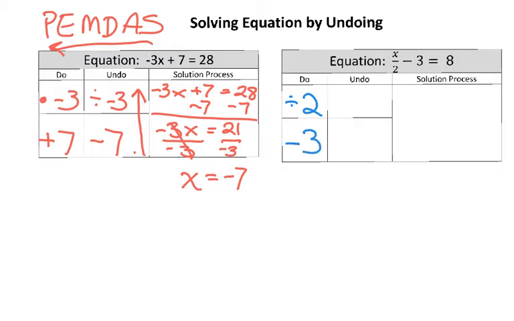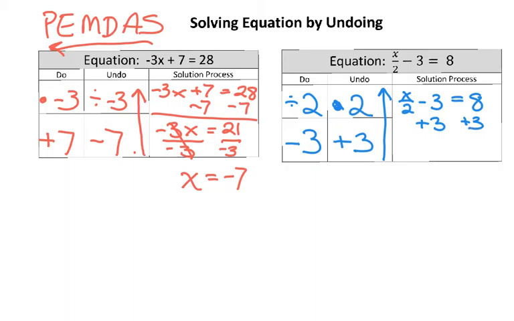3 after that. But to undo, we're going to work backwards, and so we will add 3, and we will multiply by 2. I want to make sure I'm using the dot, not the x, so I don't get confused with the variable. Again, let's see how it works with the actual equation. x over 2 minus 3 equals 8. Following the undo process backwards, we would start by adding 3 to both sides.